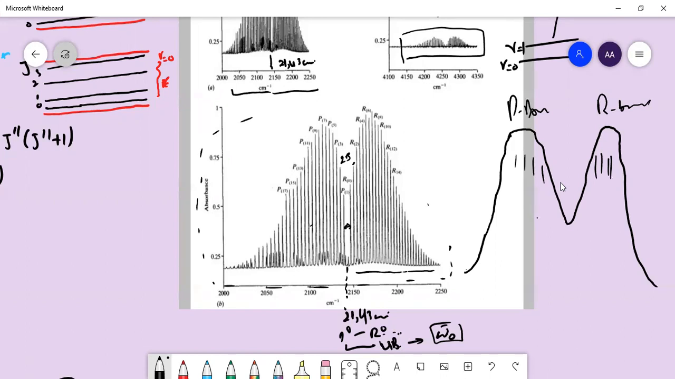This spectrum I have taken from the Banwell book, where you can see how beautifully the P branches and the R branches appear in the vibration rotation spectrum of a diatomic molecule. So this is all about our vibrating rotating diatomic molecule, or we can say the vibrational rotational spectrum of a diatomic molecule. So that's all about our vibrating rotating diatomic molecule, and that's all for today. Thank you.